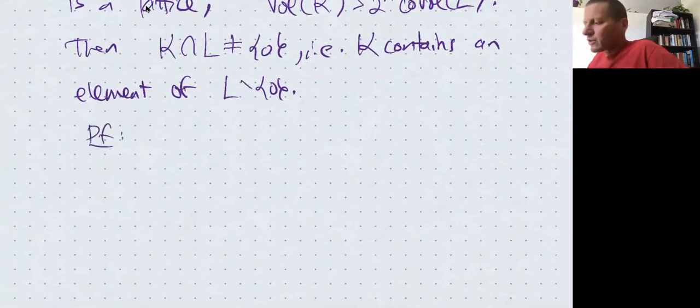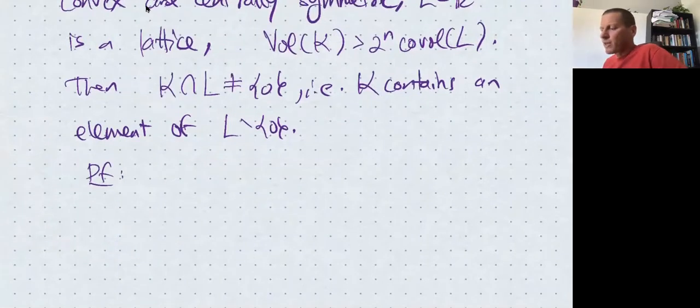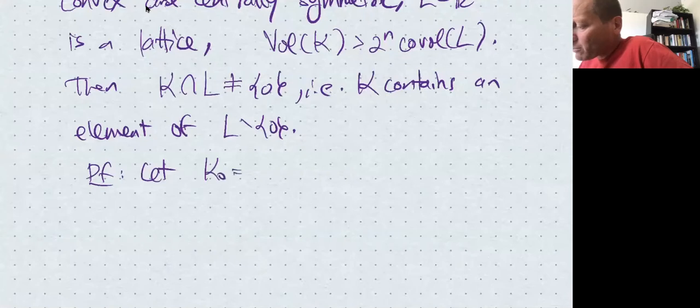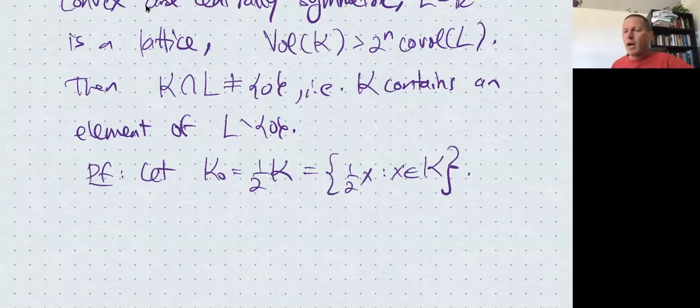It's almost an immediate consequence of the Dichter lemma. So let's let K0 be 1/2 K. In other words, you take all elements of K and you take the point halfway to the origin. And so we're contracting K by a factor of 1/2.